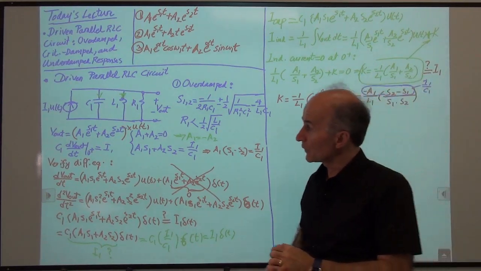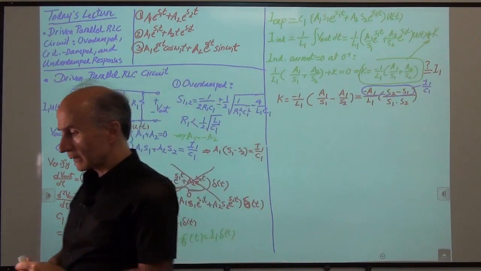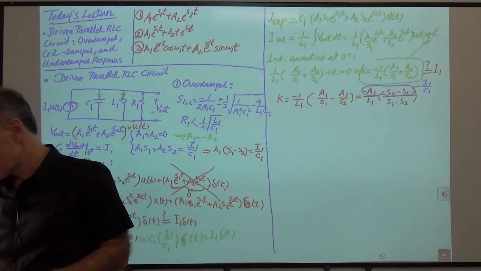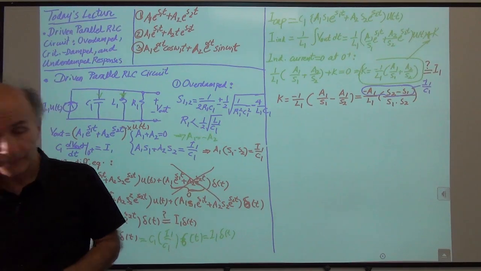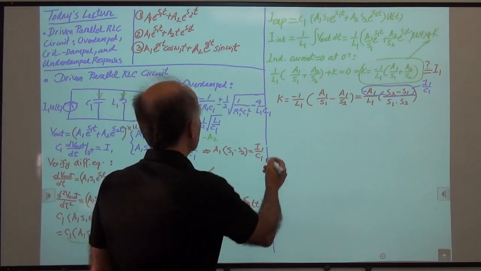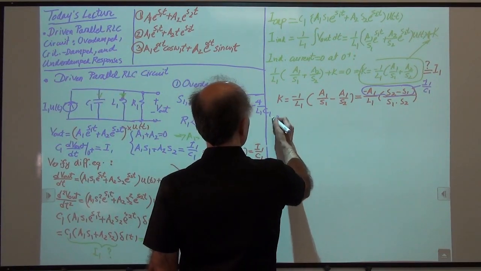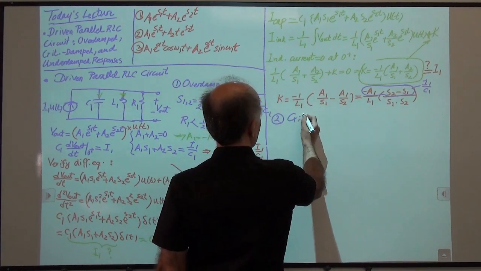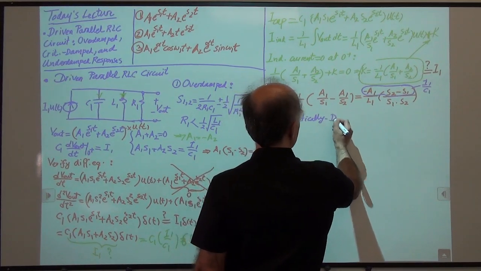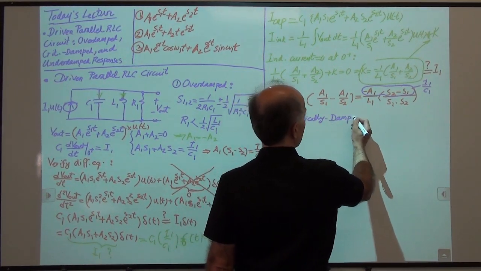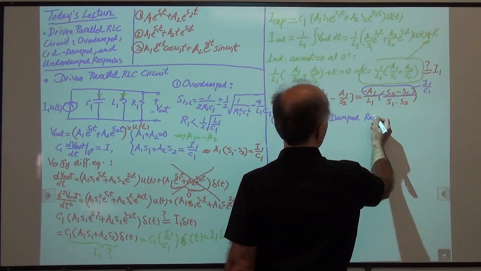Okay, so we can now go ahead and look at other types of response. Let's see if there's anything else that I want to mention here. Okay, so let's go to case number 2, the critically damped response.